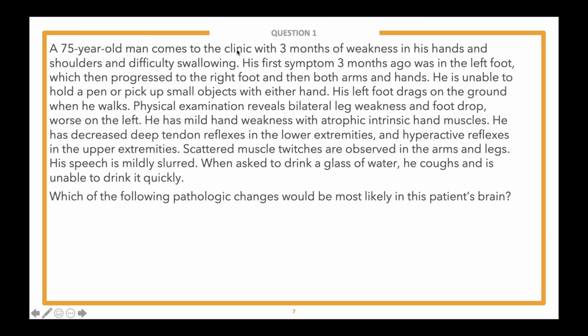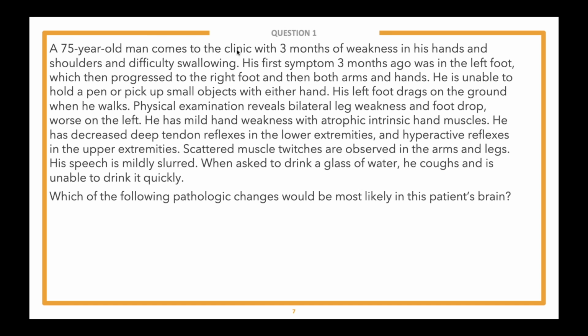A 75-year-old man comes to the clinic with 3 months of weakness in his hands and shoulders and difficulty swallowing. His first symptom 3 months ago was in the left foot, which then progressed to the right foot and then both arms and hands. He is unable to hold a pen or pick up small objects with either hand. His left foot drags on the ground when he walks.